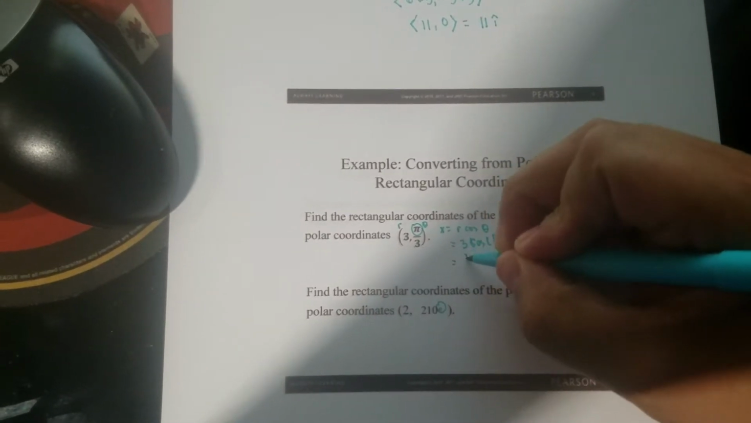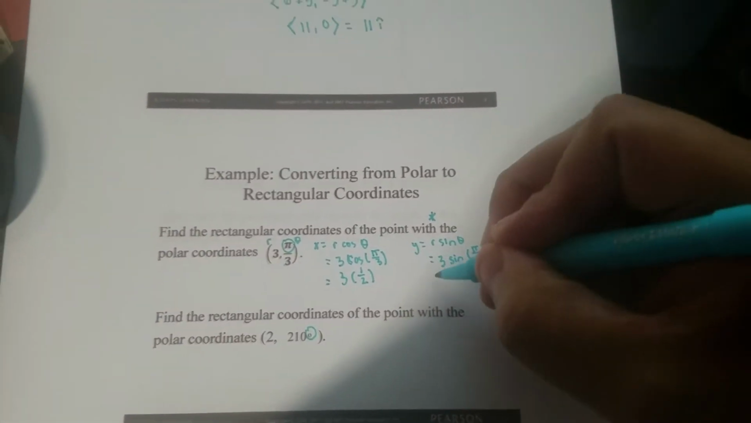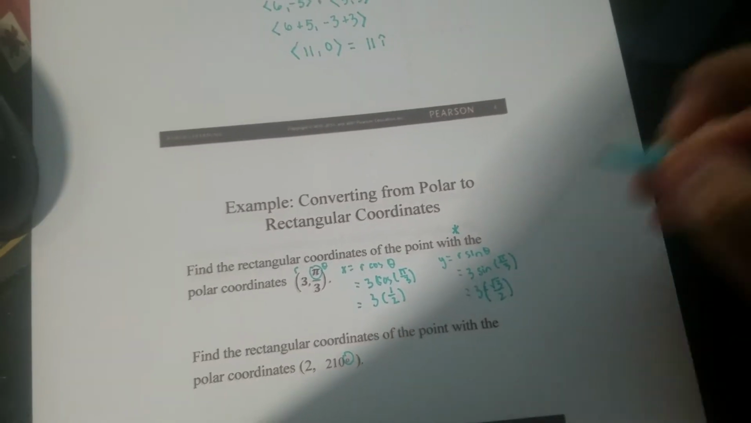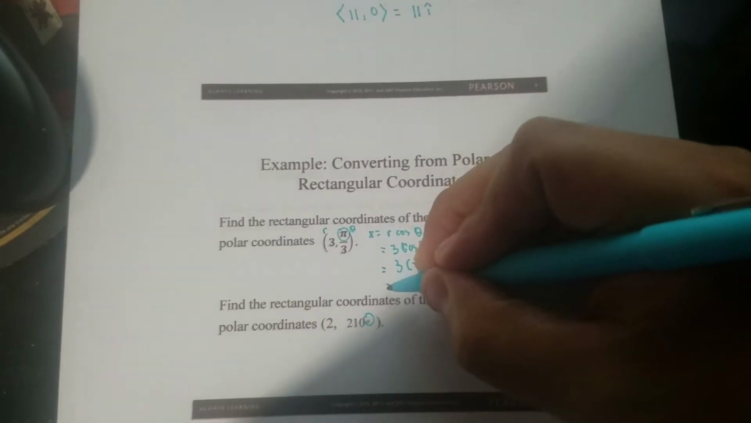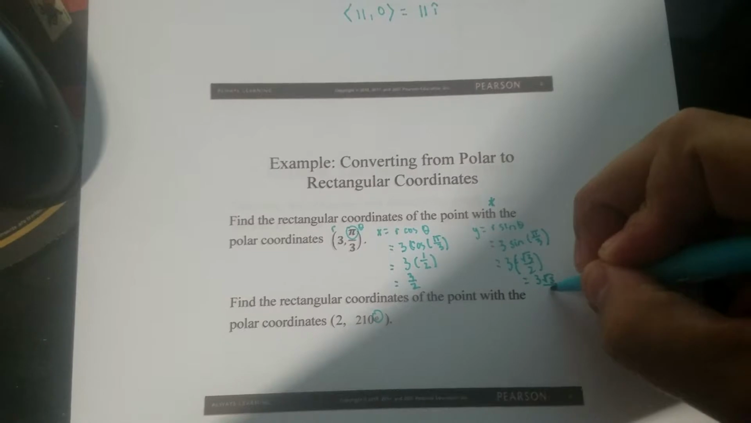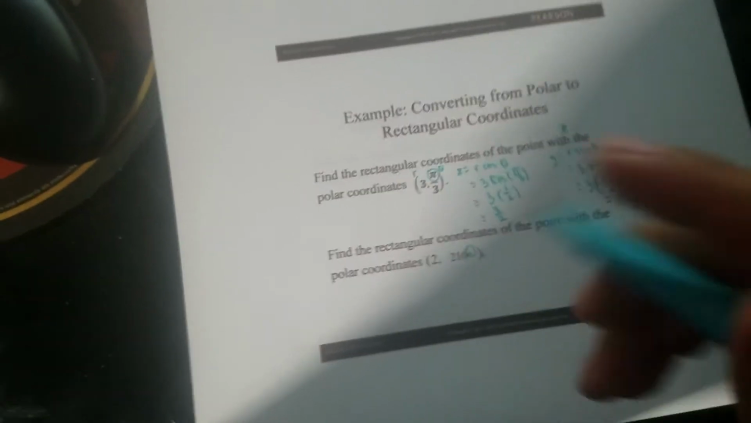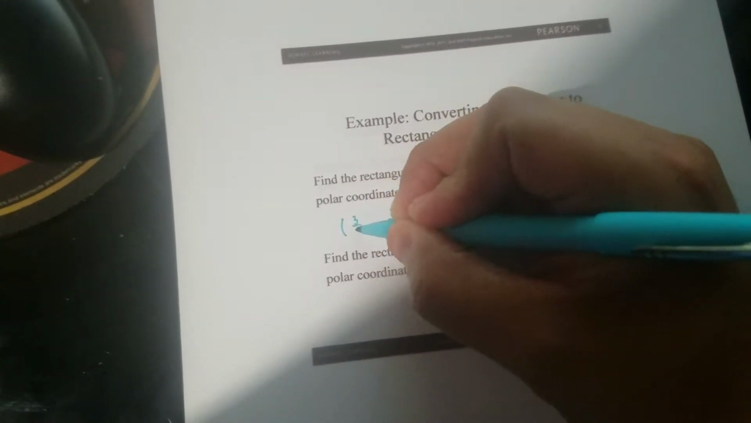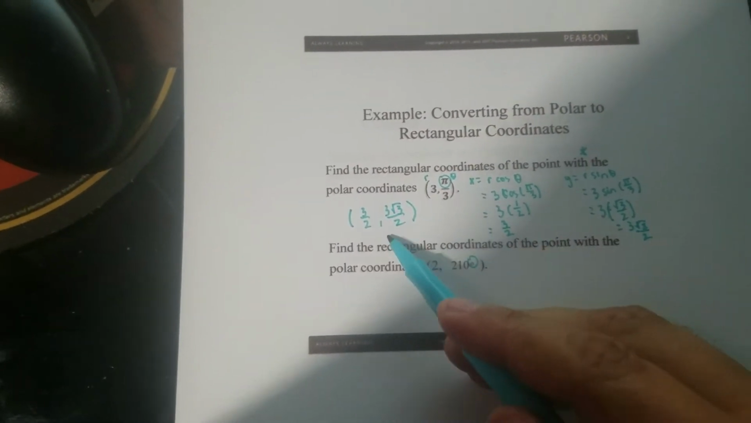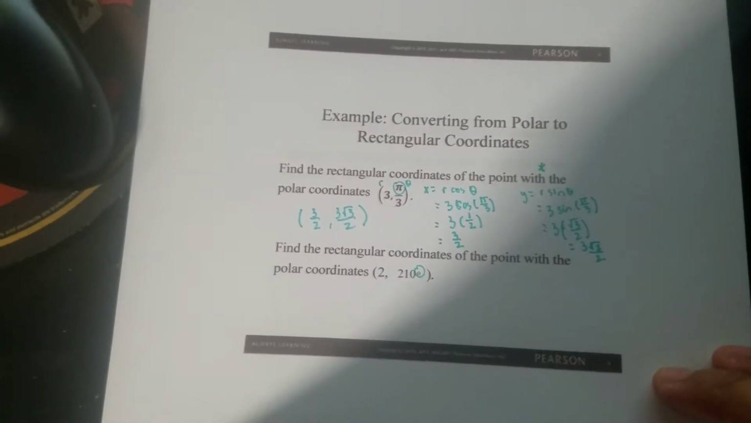So this becomes 3 times 1/2, and this one becomes 3 times square root of 3 over 2. Once I simplify, this becomes 3/2, and this one becomes 3 square root of 3 over 2. Just remember, we need to write this as if it's a point. So this is my final answer right here. And if I could reduce, then I would.